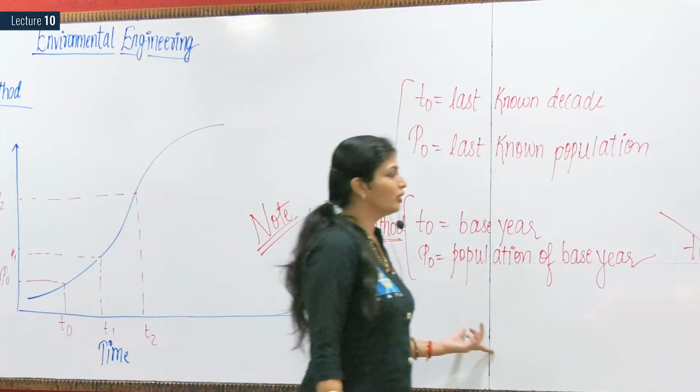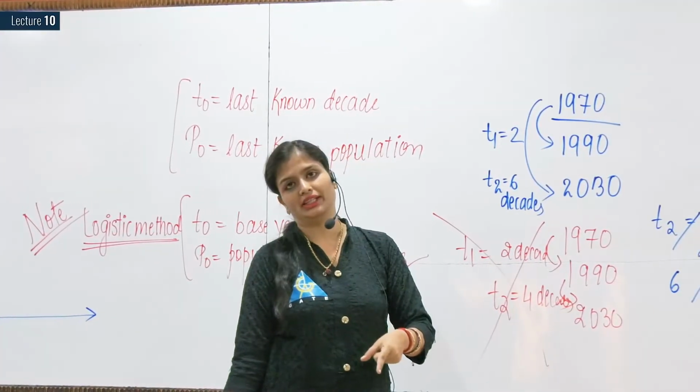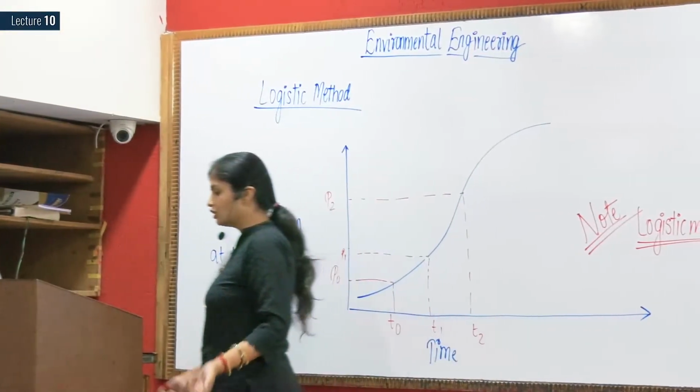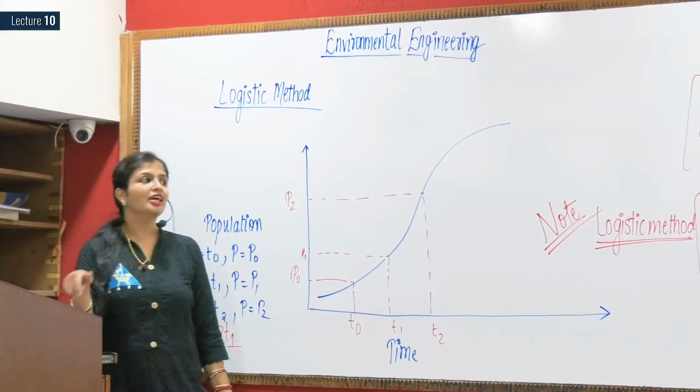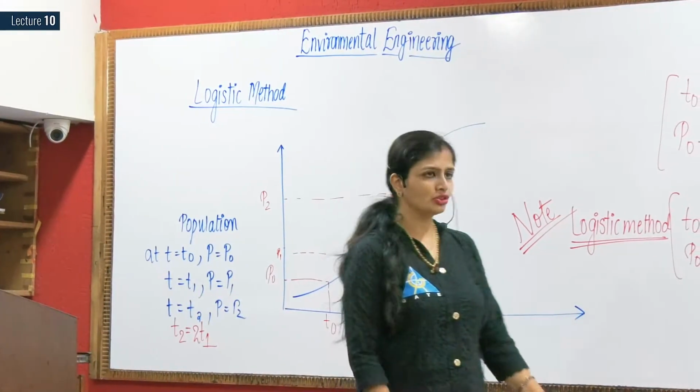This you mark it in note that T2 has to be equal to twice of T1, and then only you can apply this logistic method. Fine, and just solve 1-2 questions on this saturation population logistic curve method so that you will be able to memorize these formulas and you will be able to solve it.